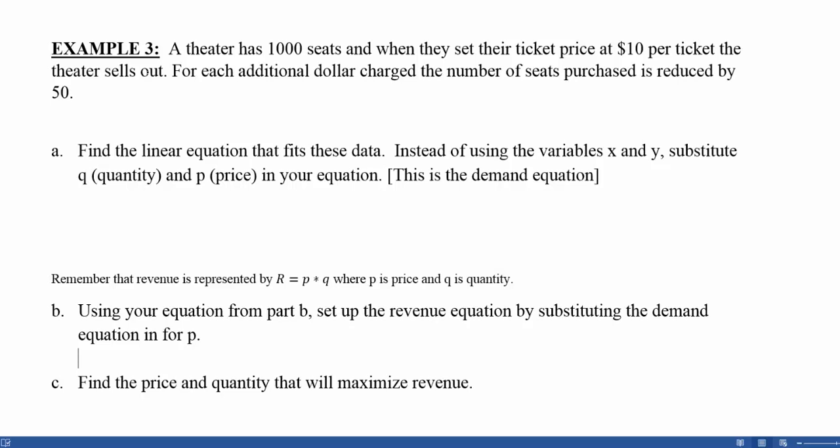So how do we do this? So we want to write these informational points, 1,000 seats, $10, as points as though we were plotting them on a graph. So the first point would be (1,000, 10). Now, the second point that we have from information from this problem is that if we charge an additional dollar, so that means instead of 10, we're going to have 11, the number of seats purchased is reduced by 50. So we're going to subtract 50 from 1,000, and that'll give me 950.